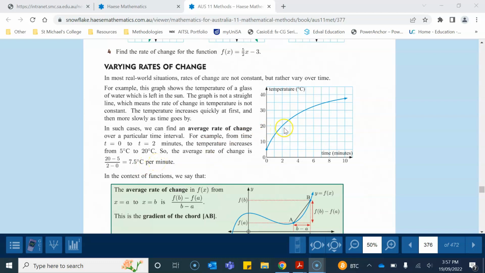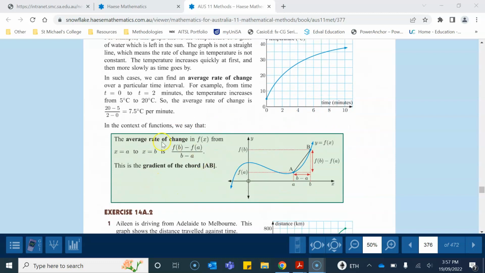Now, we could change the time interval. So if I decreased the time interval to say 1 minute, I could then find the gradient of that chord, and I'm going to find the average rate of change is not going to be the same. It's actually going to be different. And similarly, if I did it maybe over 10 seconds, that average rate of change is going to be different as well, because the rate of change is not constant. So when we find an average, we're going to find that depending on the time interval, that average rate of change is going to differ.